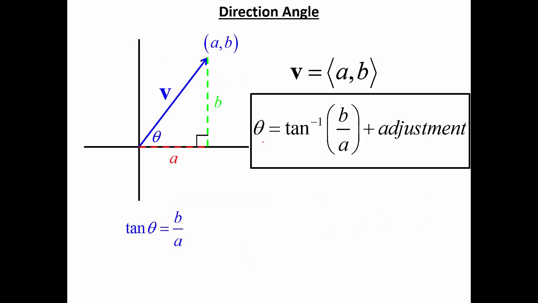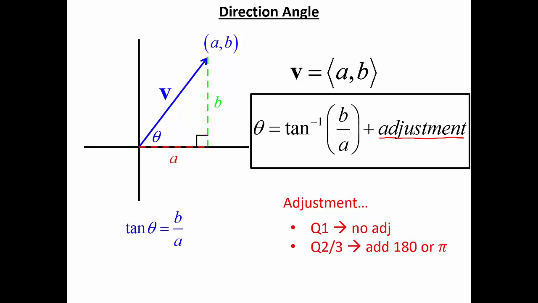So to summarize, when I'm looking for a direction angle, I'm going to use inverse tangent of B over A. But based on the quadrant, I have to make an adjustment. This inverse tangent formula only represents my reference angle. The adjustment puts it in the appropriate quadrant. If I'm in quadrant 1, there is no adjustment. The reference angle is my angle.